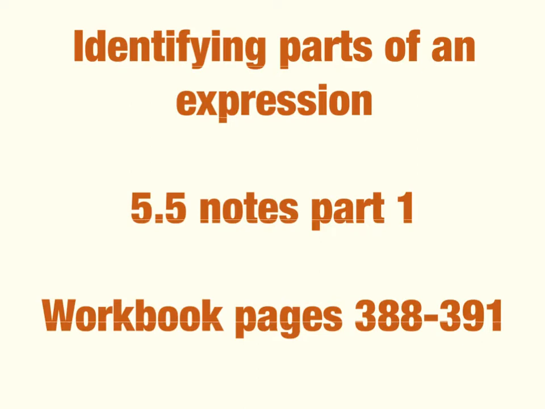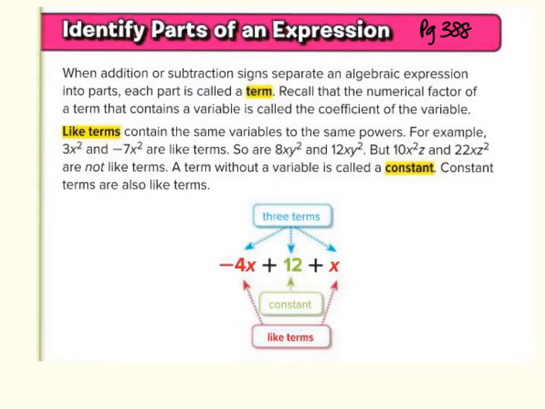Okay, here is part 1 for chapter 5, lesson 5. We're just going to be identifying parts of an expression, so this part of your book is going to be really short. If you look on page 388, it shows you a model. This model should be a recap of what you learned on the video that you just watched.